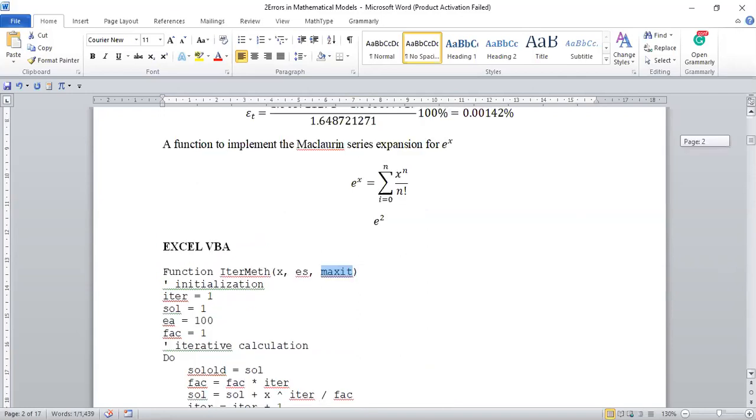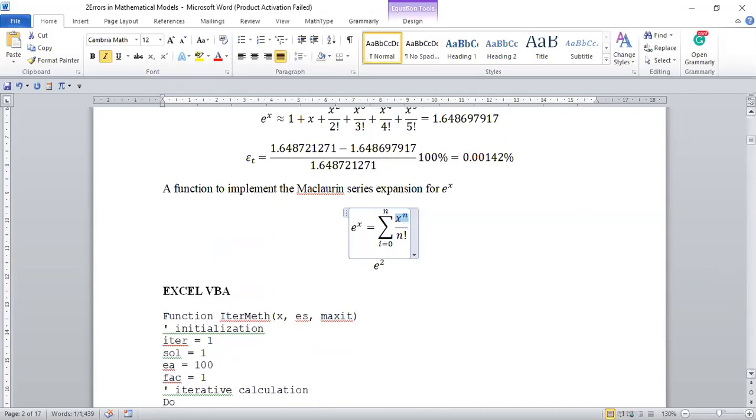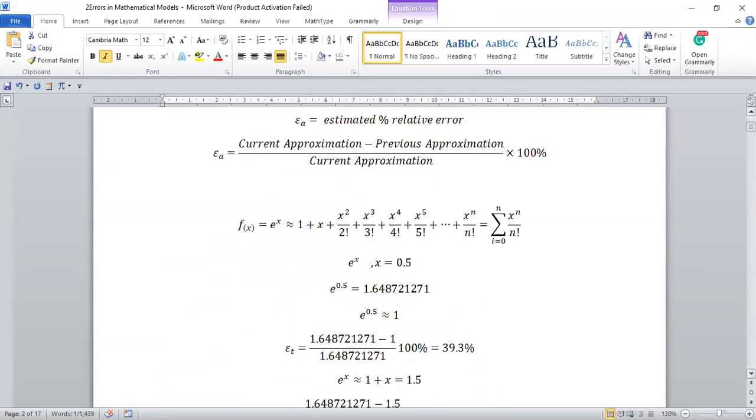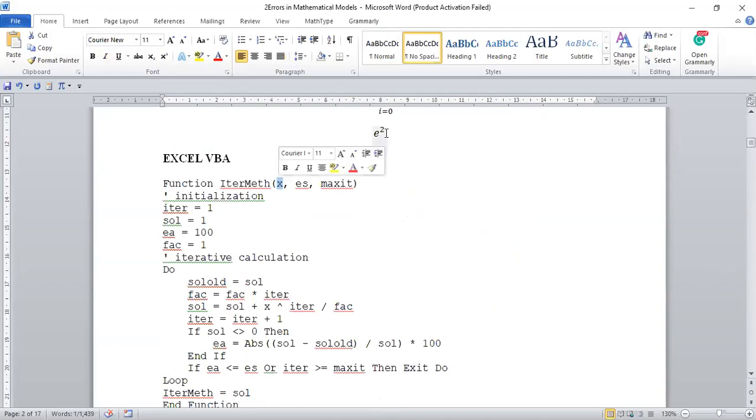When I was explaining the Maclaurin series for the exponential function, I said n is the last term you want to go through, because it's an infinite series. So n is like your final stop where you decide to stop, because you can go on and on and on. So it takes in three arguments: x being the exponential of the function you want to compute, es being the estimated error because you want to track the error, and max it being the number of iterations you want to do.